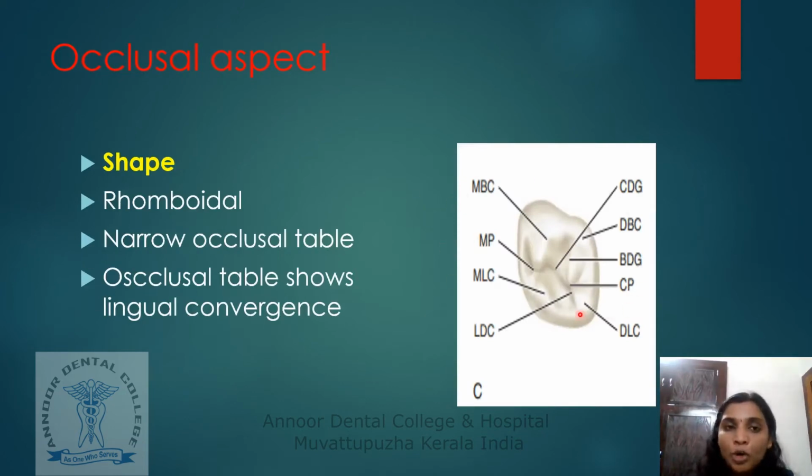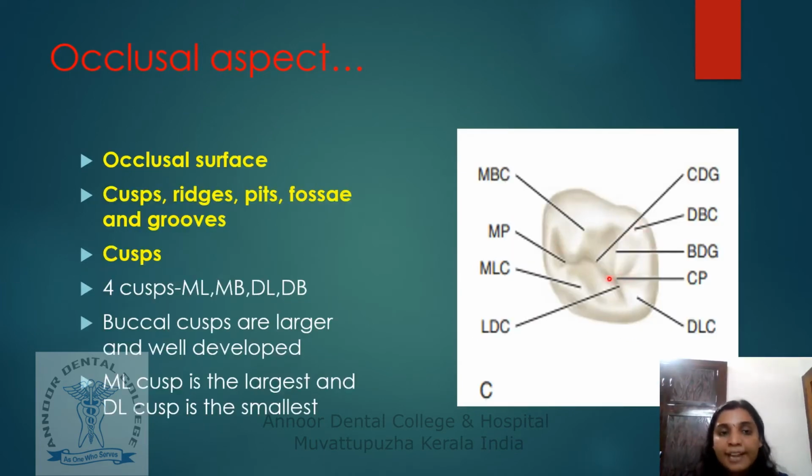When you look at the occlusal aspect, the shape is rhomboidal with a narrow occlusal table, and the occlusal table also shows lingual convergence. The occlusal surface exhibits cusps, ridges, pits, fossae and grooves. Four cusps can be seen, that is mesiolingual, mesiobuccal, distolingual and distobuccal cusps. Buccal cusps are larger and better developed than the lingual cusps. The mesiolingual cusp is the largest one, whereas the distolingual cusp is the smallest one.